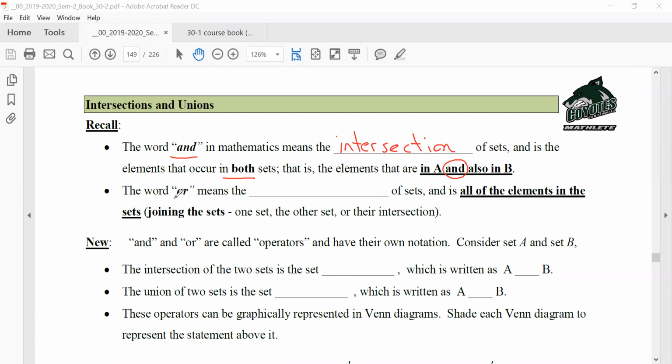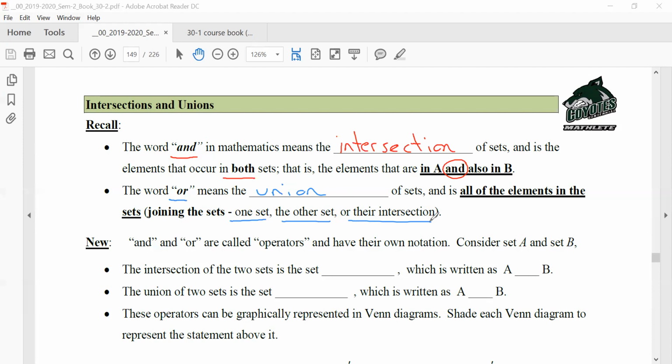The word "or" means the union. So again, think of like in real life, a union means a group of people that are joining together. So you're typically becoming bigger. So I'm in one set, the other set, or their intersection. I'm in one, the other, or both. So that's what we did last lesson.